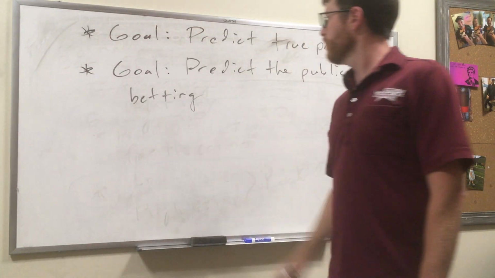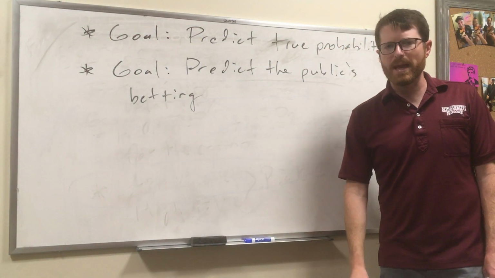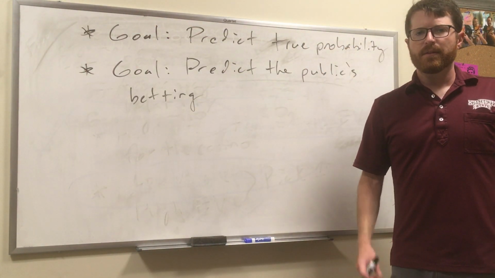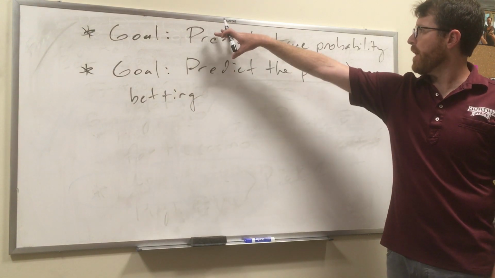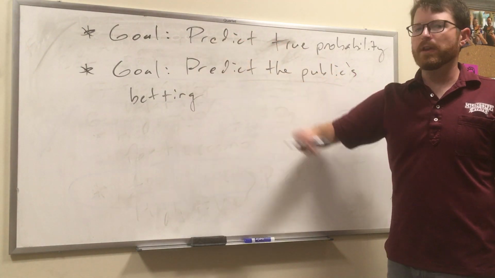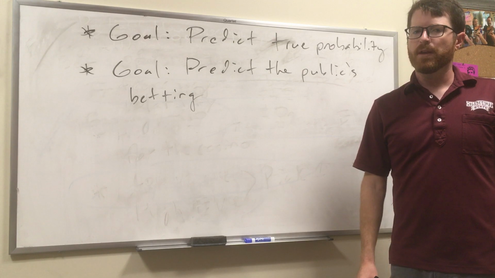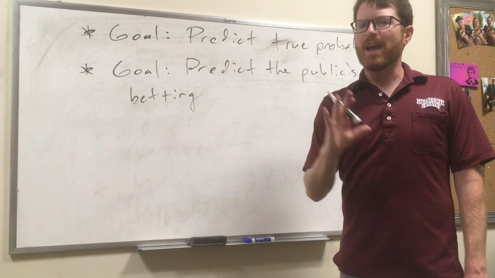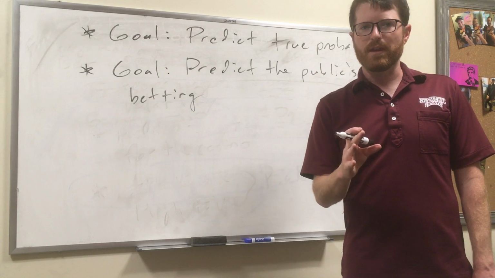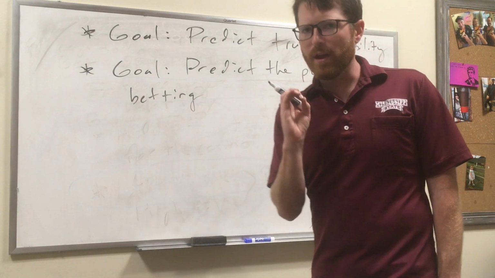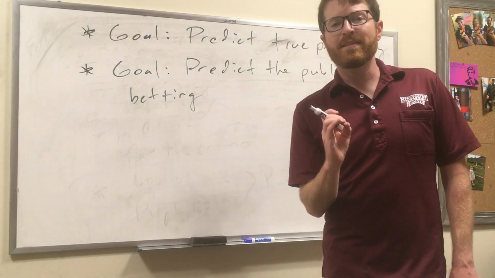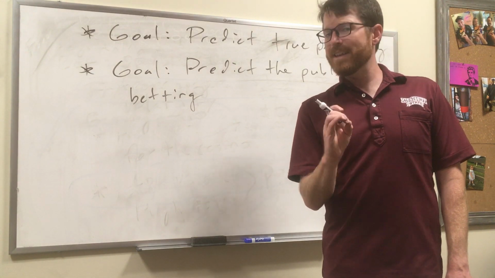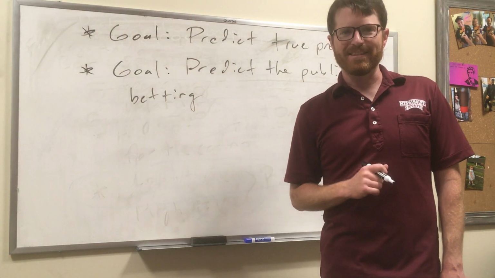So they're going to be trying to predict the public's betting. Okay? Two things they have to do, right? They've got to think about the true probability, and then they have to think about what the public is going to do. And when these probabilities are really different, that's where it gets very interesting. Okay? So, for example, let's say that you are running an illegal sports book in Dallas.